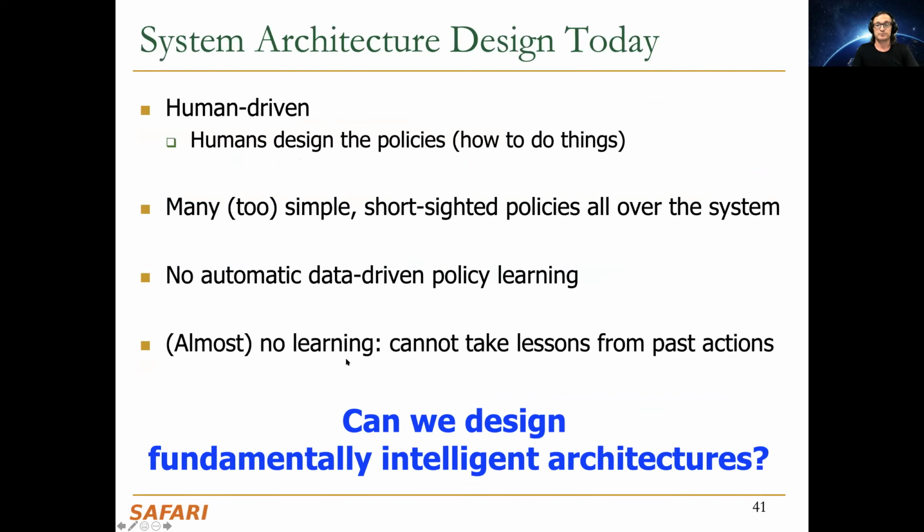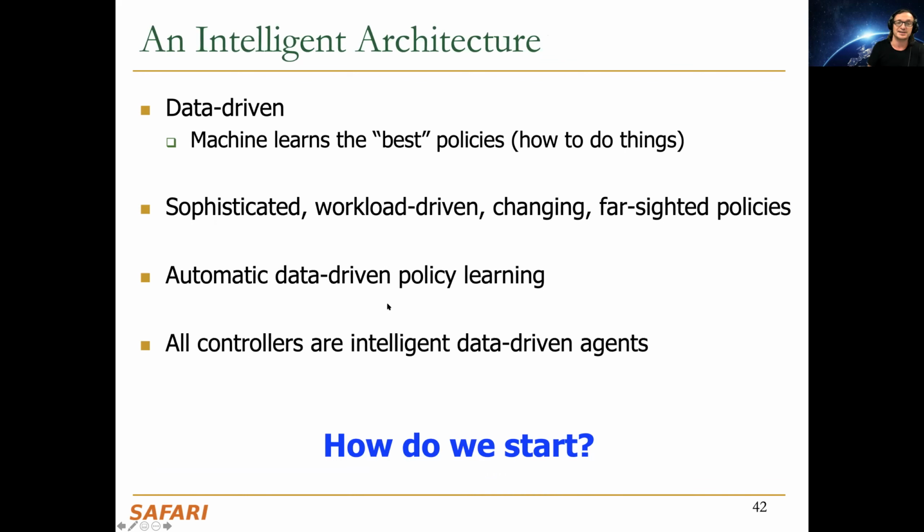Okay, so basically in the second part, the key idea is, can we design fundamentally intelligent architectures that are not human driven, that make far-sighted decisions, and they basically learn from their past decisions. These are data-driven architectures where the machine learns the best policies using machine learning techniques incorporated into the hardware itself, so that we can actually have a much higher performing, much more efficient machine. And you'll see this in the example of the Pythia prefetcher, as well as the Sibyl hybrid storage system design that I have slides for at the very end over here. And Gagan can talk about that as well.